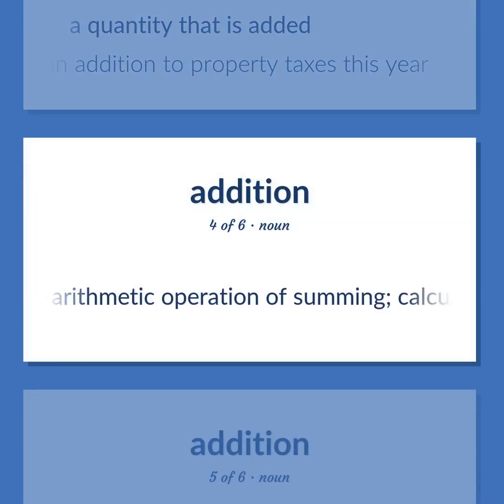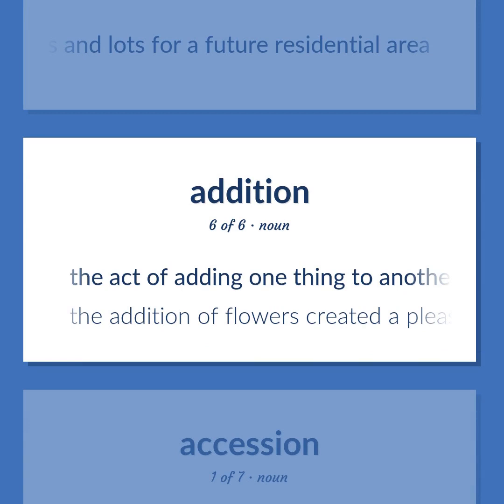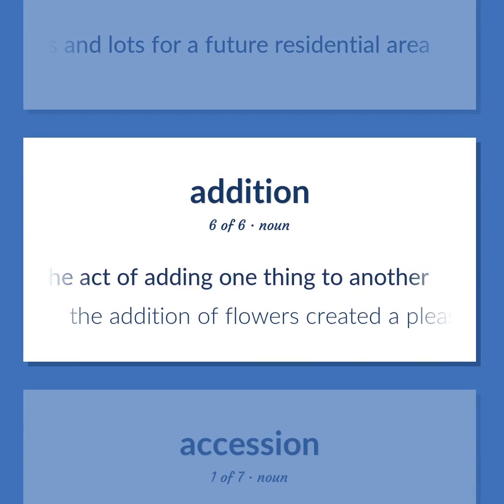The arithmetic operation of summing, calculating the sum of two or more numbers. A suburban area laid out in streets and lots for a future residential area. The act of adding one thing to another. The addition of flowers created a pleasing effect.